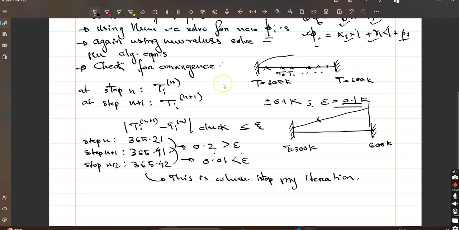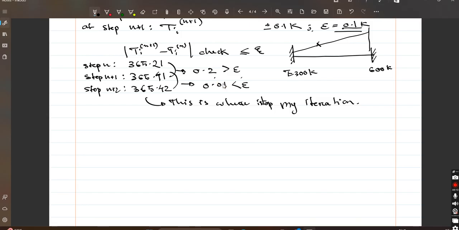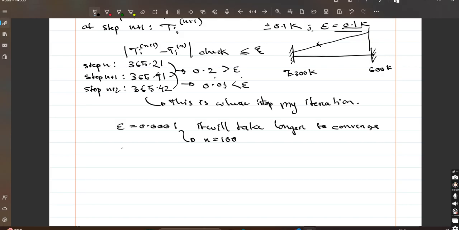So it depends on your problem, right? For example, if you want a very highly accurate solution, and if you give say epsilon equal to 0.0001, then it will take longer to converge. So say it converges at n equal to 100 steps. If you take epsilon as 0.01, it will converge at n equal to 10. So it depends on your problem. For the particular problem that you choose, whatever epsilon value you need, you define it that way, and then you will have to do a certain amount of iterations to finally get to the solution, right? So this is how all the iterative methods really work.